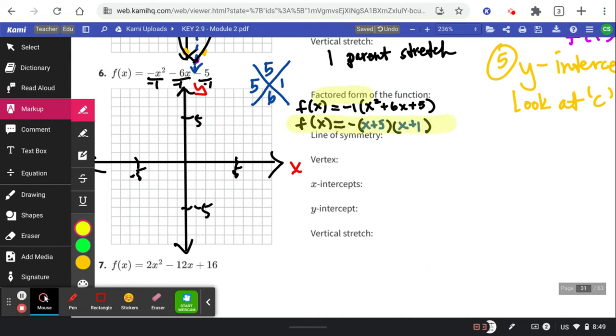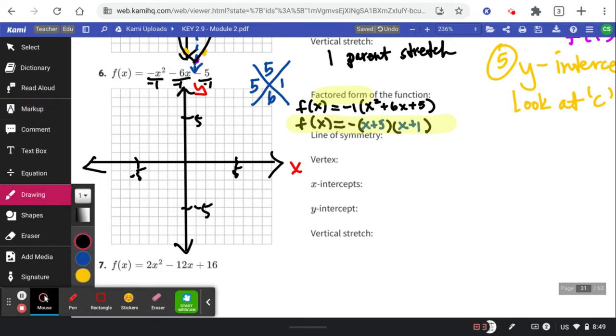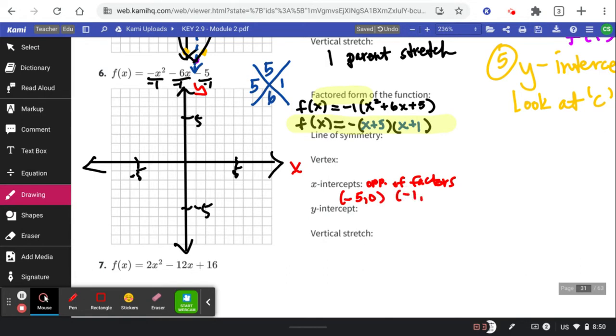Okay, now that I have the factors, that was step 1. Step 2 is to get the x-intercepts. Well, we know that the x-intercepts are the opposite of the factors from graphing it on Desmos today. So we know that the x-intercepts are going to be at -5, 0 and at -1, 0, the opposite of those factors. So go put your dots at -5, 0, and -1, 0.